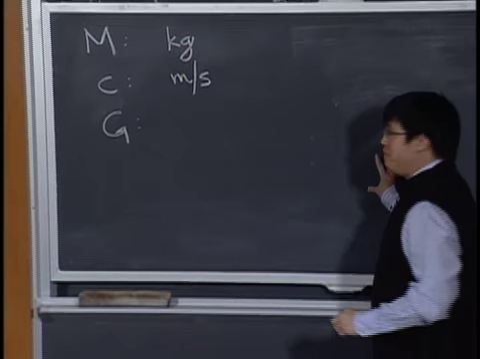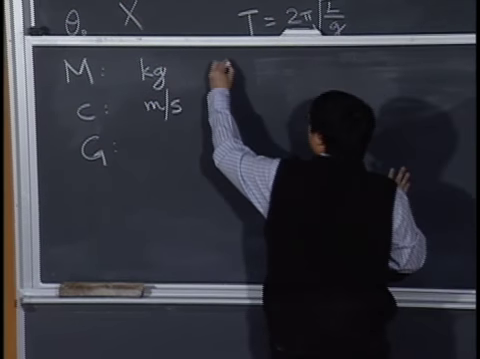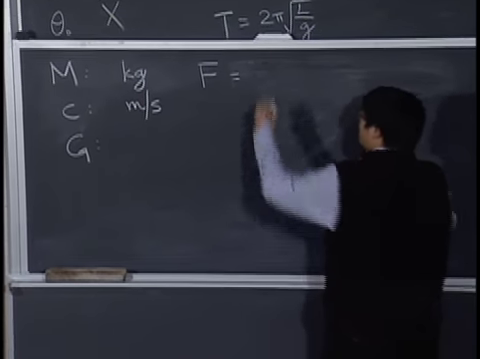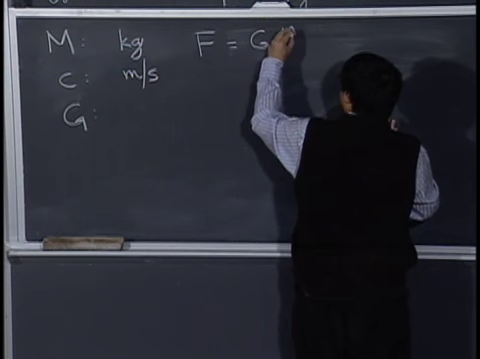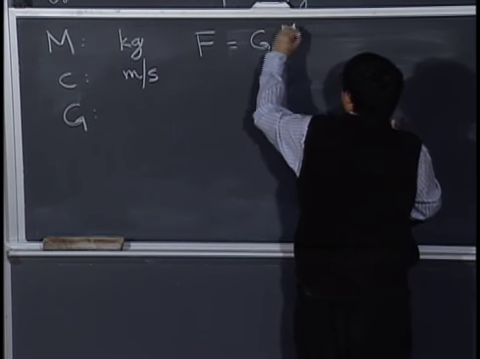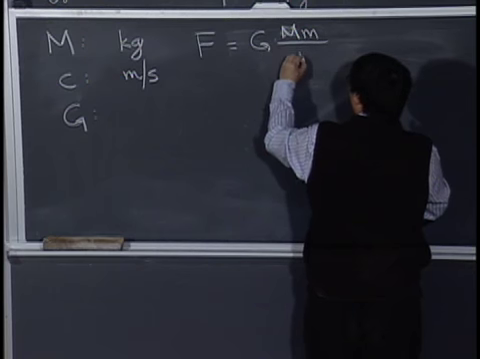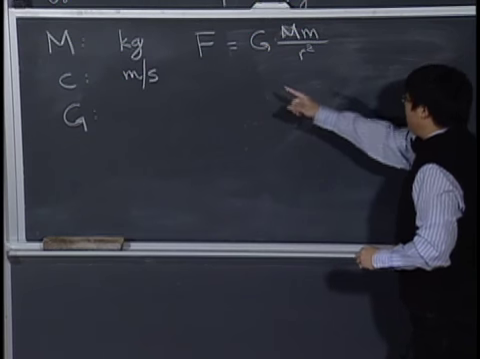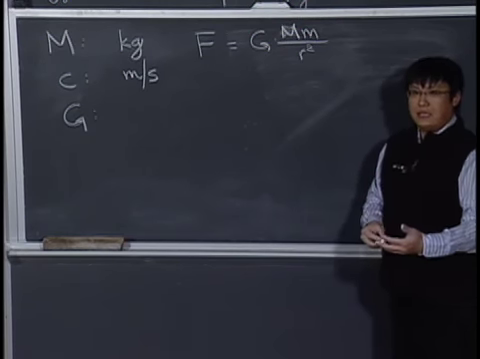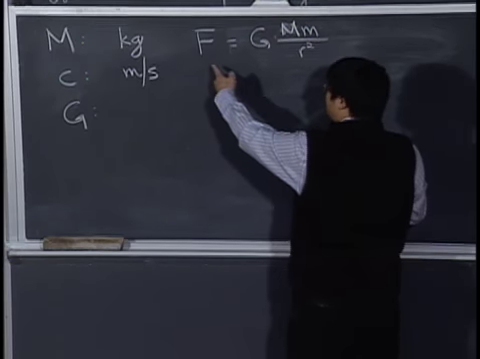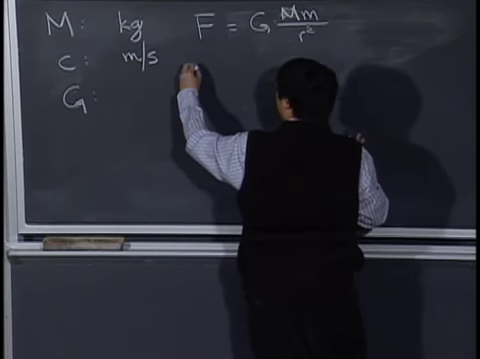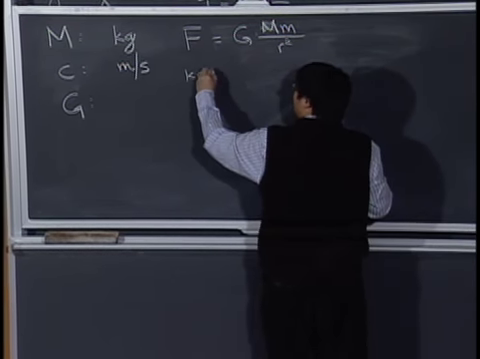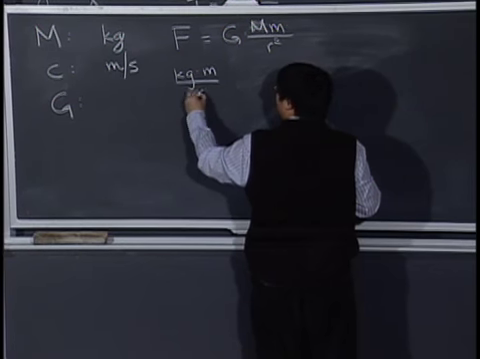And let's find the units for G. G comes in the following equation. The force due to gravity between any two objects is G times the mass of one object times the mass of the other object divided by the distance between them squared. Now we know that force is equal to mass times acceleration. So the unit for force, which is newtons, is equal to mass, kilograms, times acceleration, which is meters per second squared.